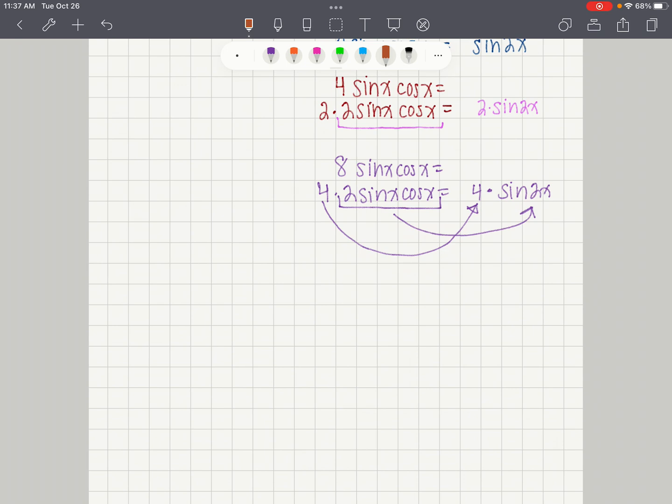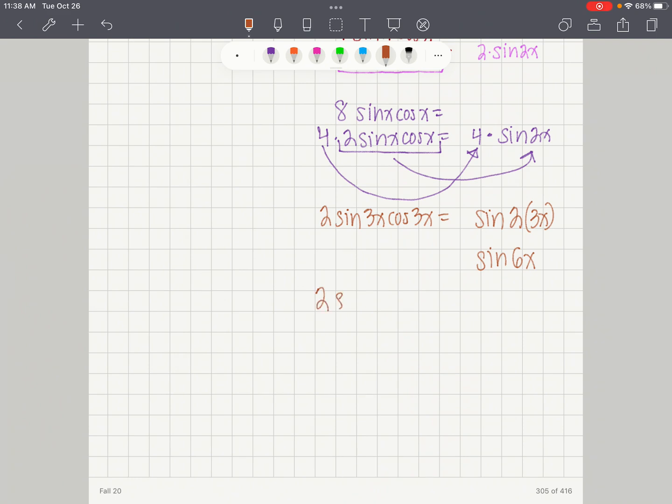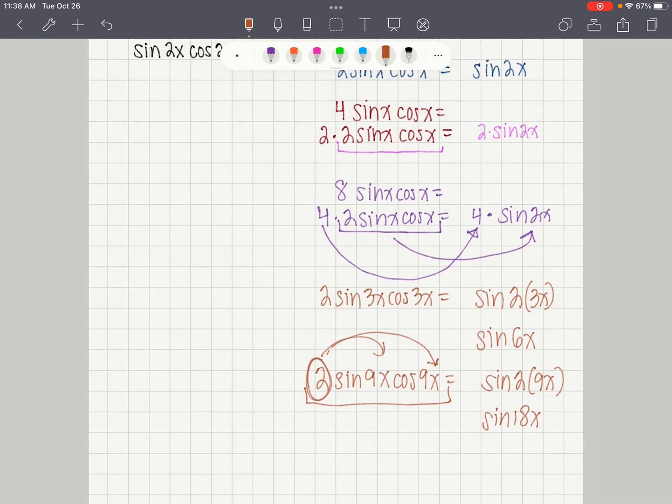Let's look at double angles now, or at an angle other than x. If I have 2 times the sine of 3x cosine of 3x, that's going to become the sine of twice 3x, which is the sine of 6x. If I have 2 times the sine of 9x, the cosine of 9x, that's going to become the sine of 2 times the original angle of 9x, making it the sine of 18x. So when you've got that 2 right here, you're going to be able to double whatever angle you're given.